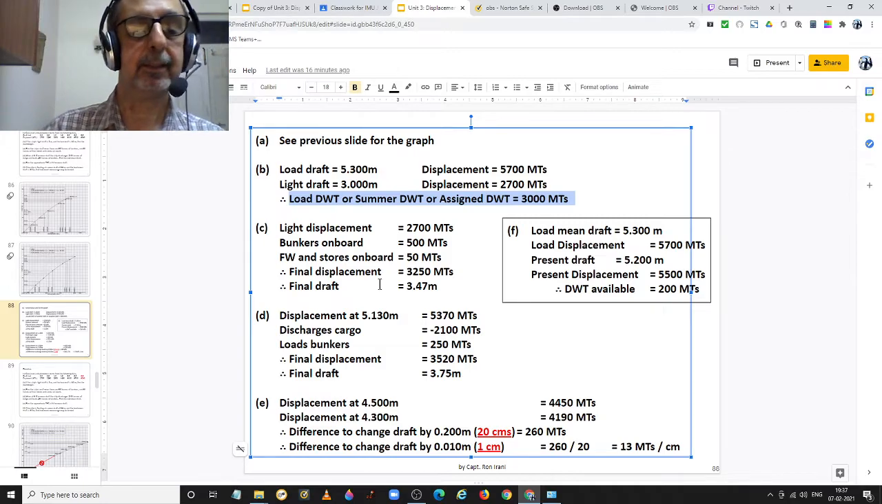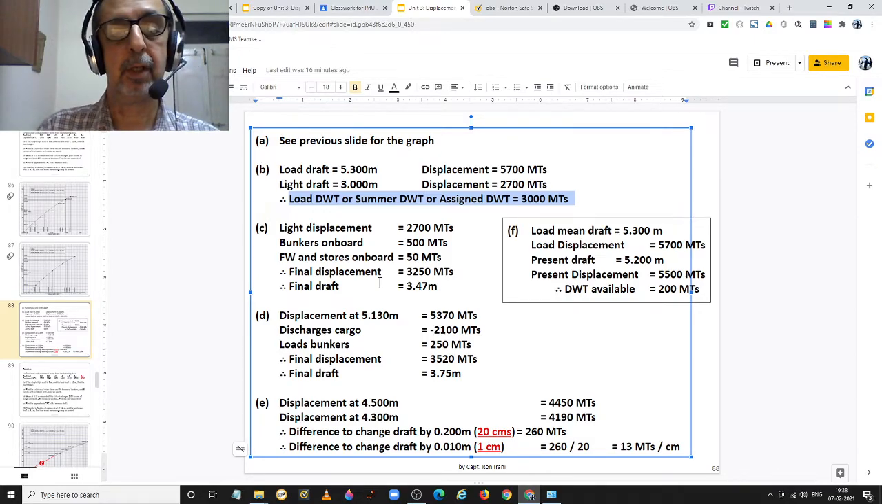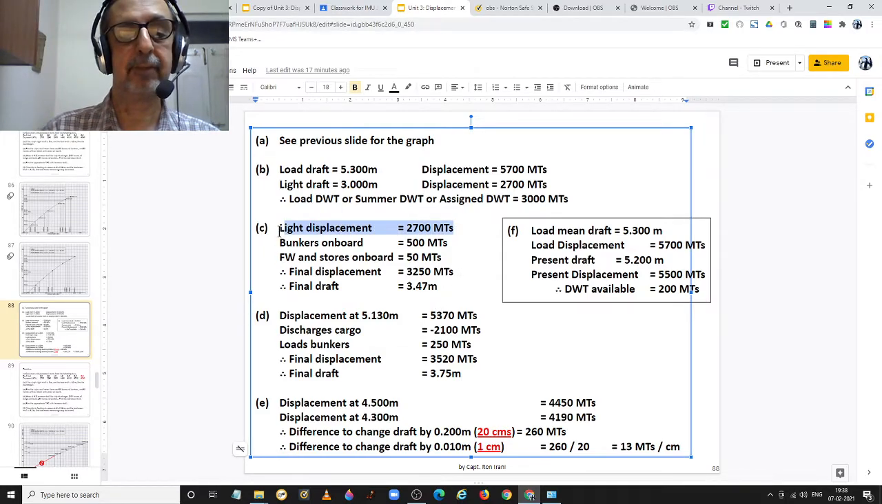For part C, we have to find the ship's draft when 500 tons of bunkers and 50 tons of fresh water and stores are on board. So for this, we have to start from her light displacement, and we know that the light displacement as per part B was 2,700 metric tons. Bunkers on board are 500 metric tons, and fresh water and stores on board are 50 metric tons. Therefore, that gives us a final displacement of 3,250 metric tons.